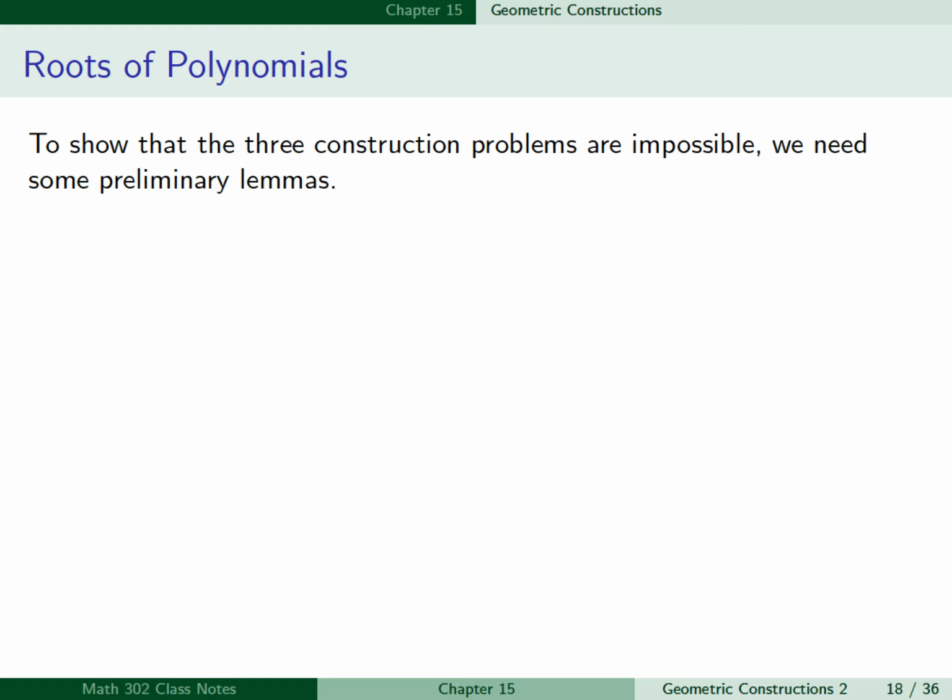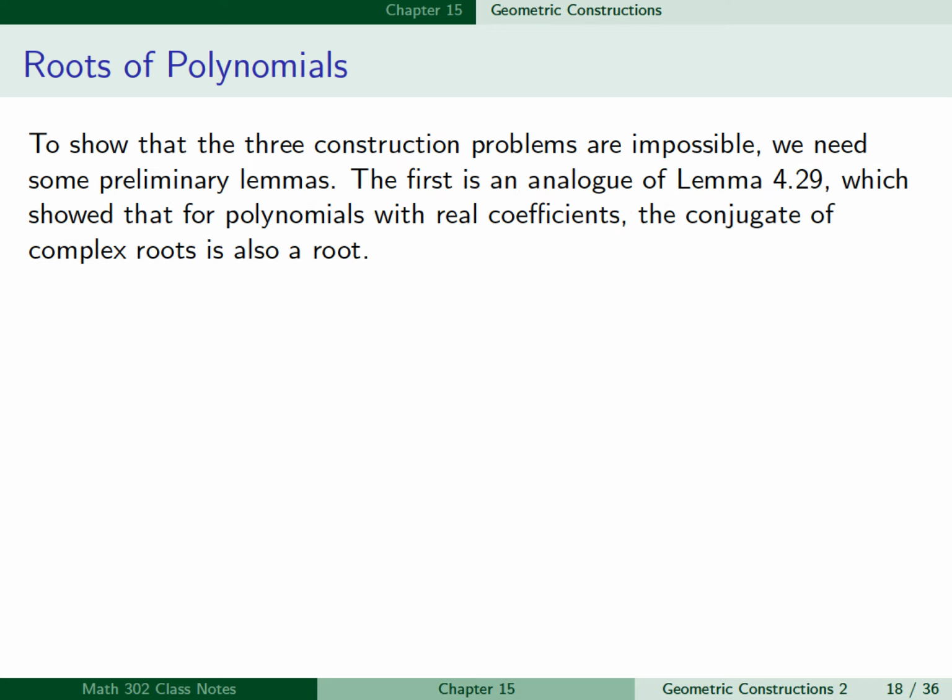Next we need to discuss roots of polynomials associated with some of the results that we've proved in this chapter. So to show that the three construction problems are impossible, we need some preliminary lemmas. So the first is an analog of lemma 4.29, which shows that for polynomials with real coefficients, the conjugate of a complex root is also a root.